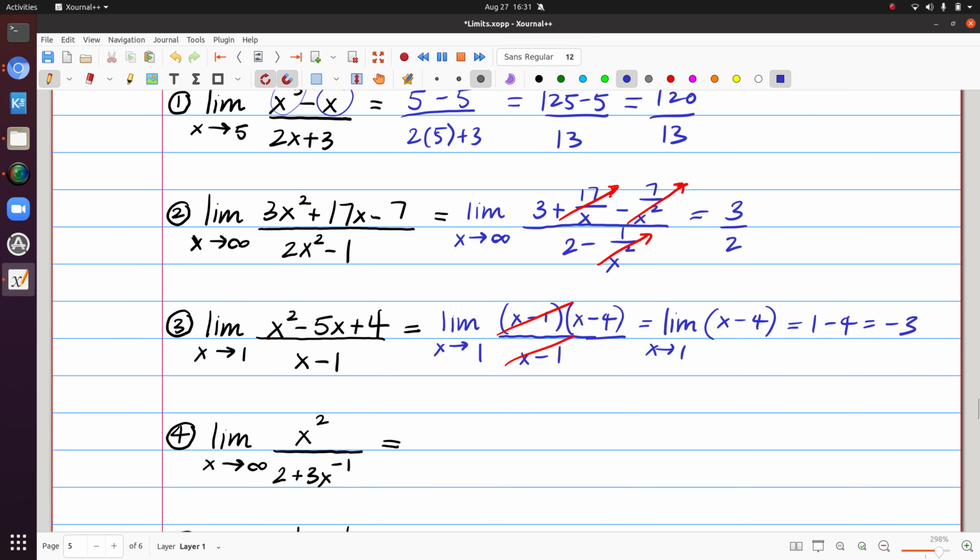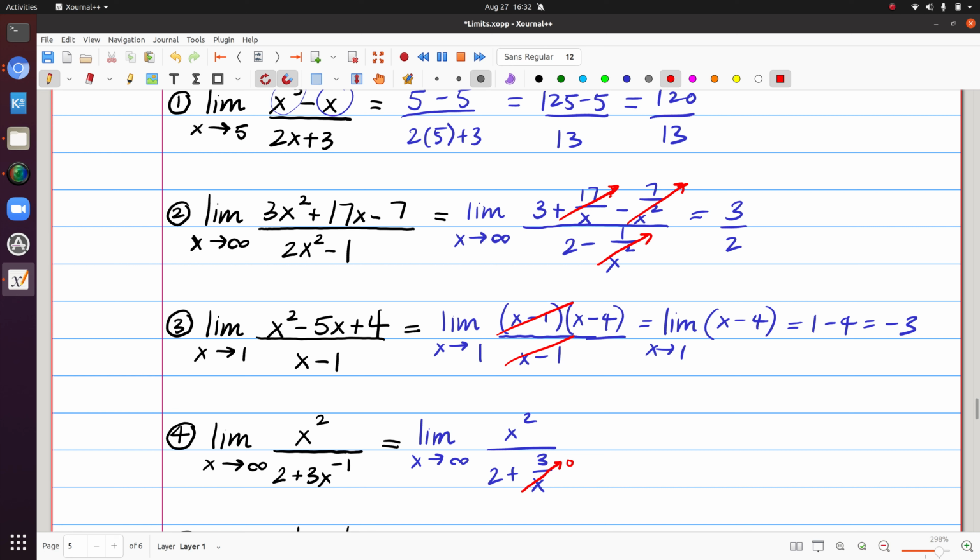Now, this next one, again, dealing with infinity here, while this might look a little bit like number 2, it actually has a key difference. So let's think about what we're taking the limit of here, x squared, and then I'm going to rewrite 3 times x to the minus 1 as just 3 over x. So it's not the same in the sense that we don't have infinity in the numerator and infinity in the denominator. Instead, as x approaches infinity, this 3 over x is going to go to 0. So the denominator is approaching 2.